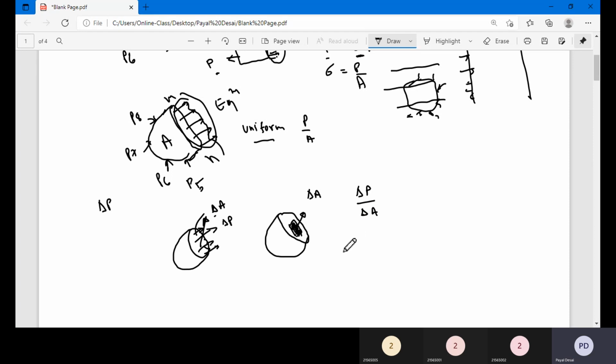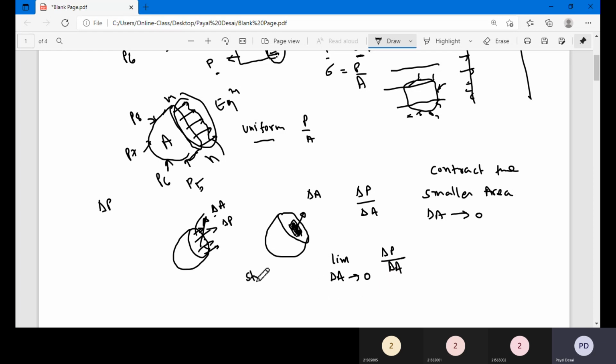Now to define the stress at a point, how do I define? I try to contract the smaller area, that is delta A. And the limiting value of delta A: that limit is delta A tends to 0. If I take the limit delta A tends to 0, and then define delta P by delta A, then I can define this as the stress at a point. Now this is the definition.